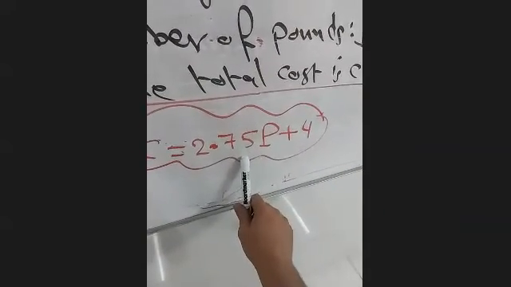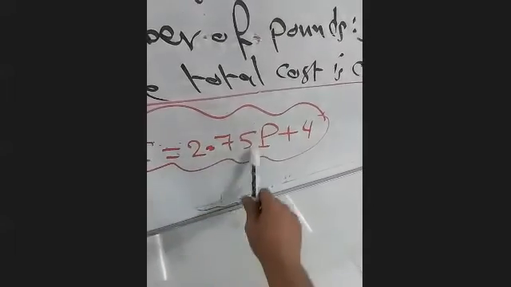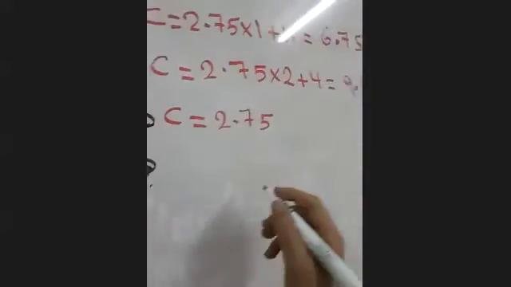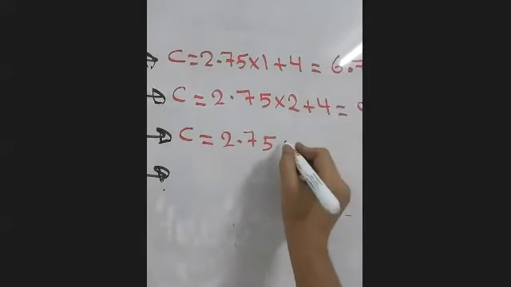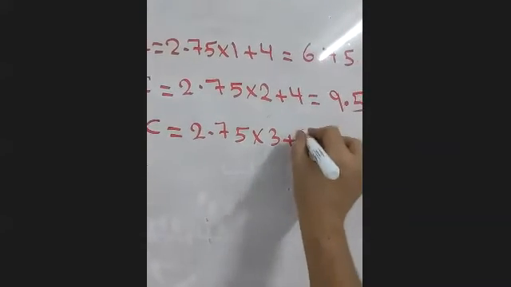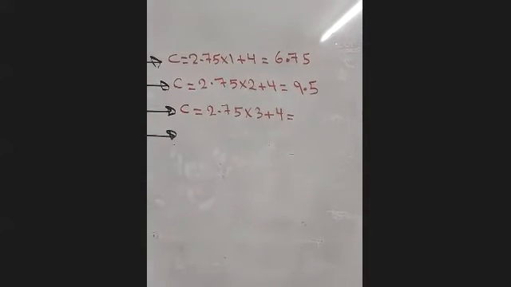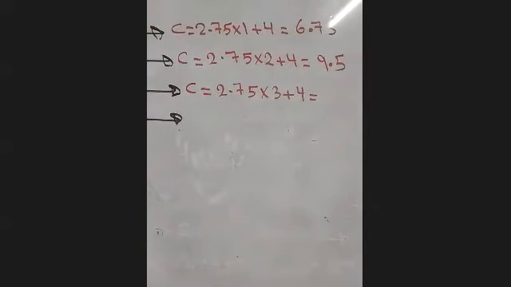What comes first? 2.75 multiply P, and P is 3. So here, say it again. 2.75 multiply 3. Then plus 4.